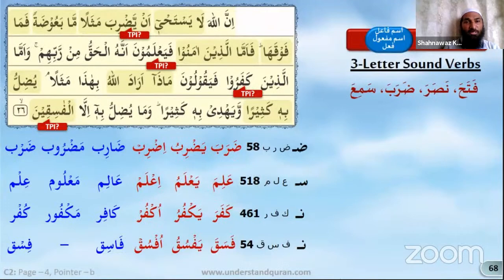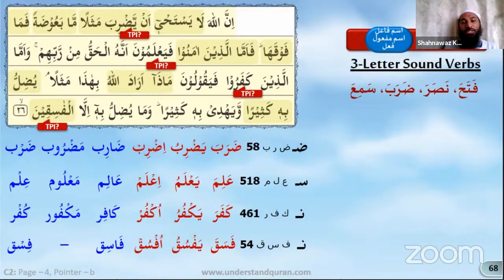First example itself is daraba. Daraba is from the bab daraba itself. Daraba yadribu, idrib, darib, madrub, darb. This is the whole key, the noun key and the verb key. The second word is faya'lamuna, alima. Alima is on the pattern of sami'a. So sami'a alima: alima, ya'lamu, i'lam, alim, ma'lum, and ilm.